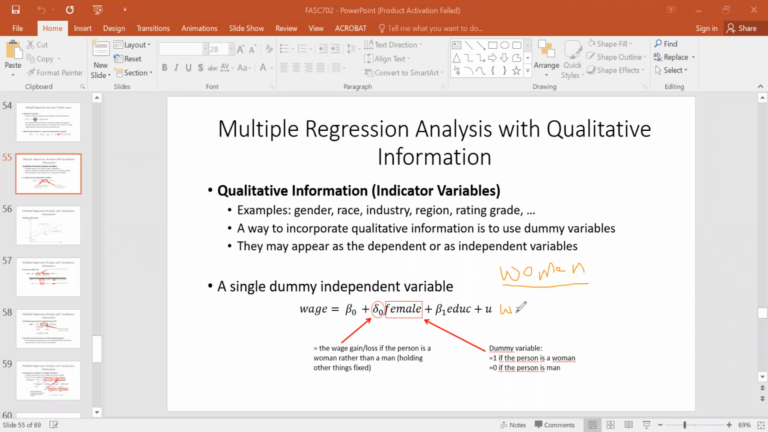Okay. So wage here for women will be equal to what? Beta 0 plus delta 0, because I've put the number 1 in play in terms of this. I've put 1 here because I'm thinking of female. Every female gets the number 1 here. So beta 0 plus delta 0 plus beta 1 education. Then you can add the error term.